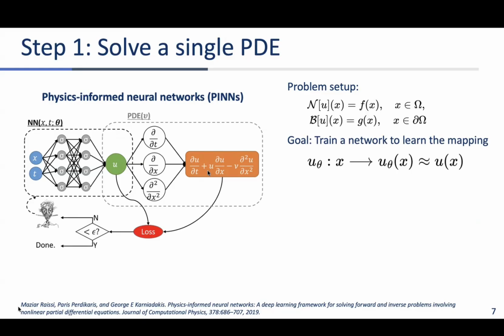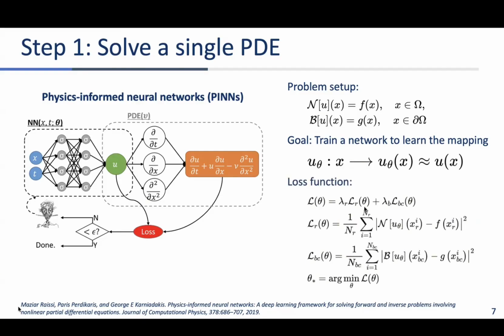And instead of training this network by fitting labeled solution data, we try to train this network by imposing underlying physical laws. To be more specific, we formulate such a composite loss. As you can see, this loss function consists of two terms, right? L_R of theta and L_BC of theta. The first term, we call the PDE residual loss, and we use that to enforce the network to satisfy the PDEs. The second term, we call the boundary condition loss, and we use that to enforce the boundary conditions.